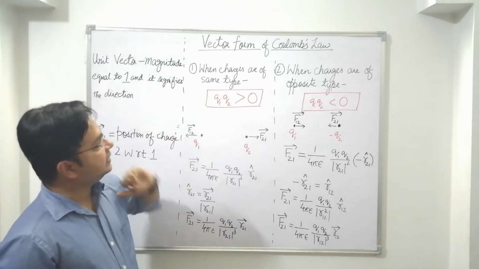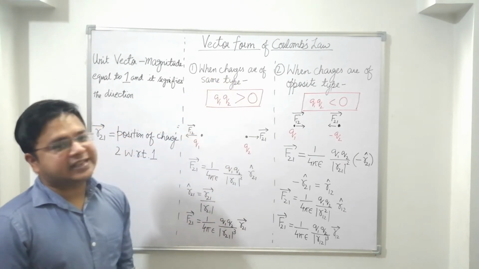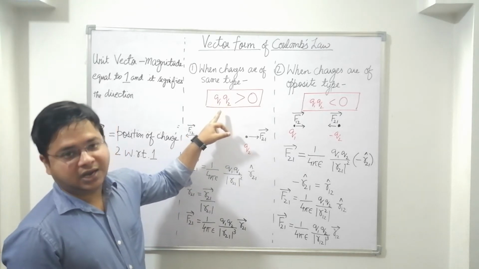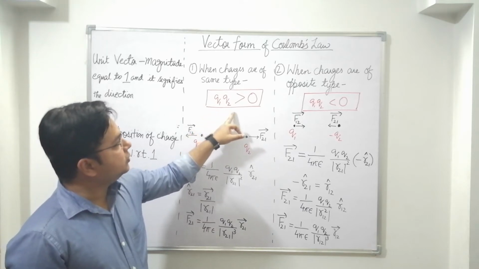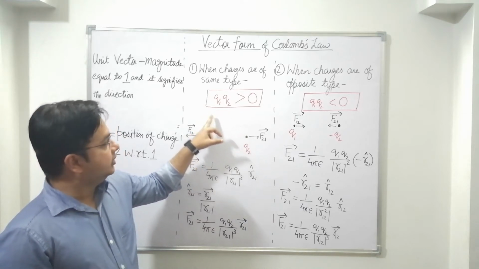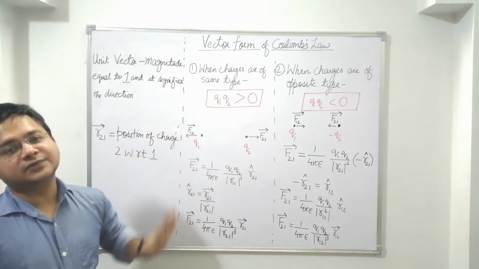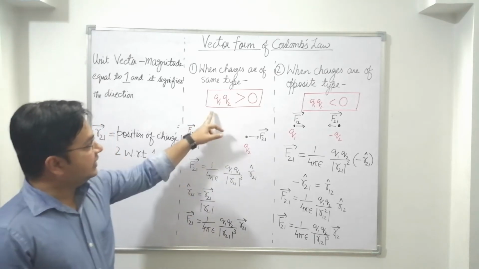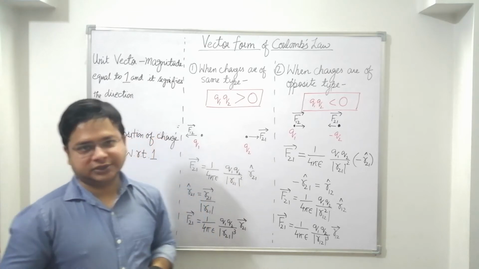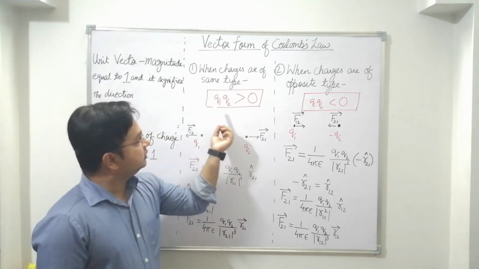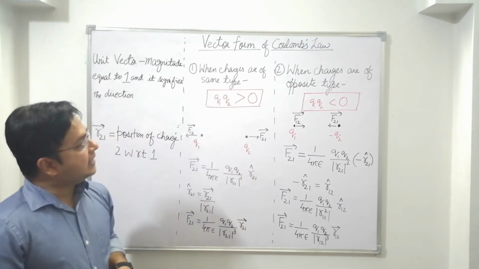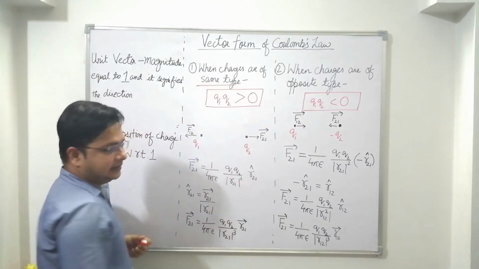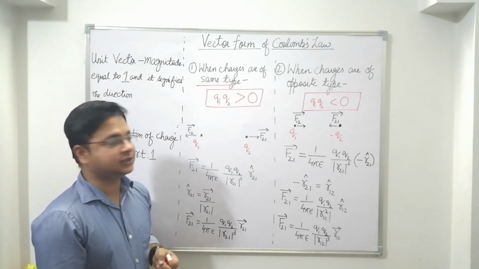The first case which I have stated here is when the charges are of the same type. Same type means the charges Q1 and Q2 are both positive, or both negative. The product of Q1 and Q2 in both the cases will always be greater than 0, because positive into positive is obviously positive, and negative into negative is again positive. Same type here means they have the same sign, the same nature.